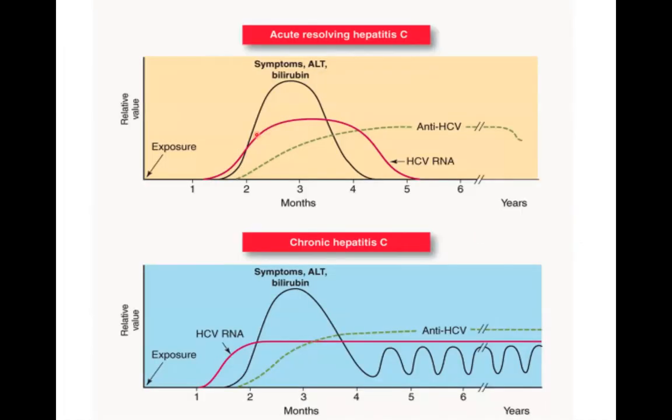All right, so these two graphs show us acute hepatitis C on the top and chronic hepatitis C on the bottom. And so what we're looking at is the relative value of the different symptoms and the different viral antigens present. So again, we're looking at the time frame of months because the incubation period is anywhere from 6 to 12 weeks. So our person will be exposed.